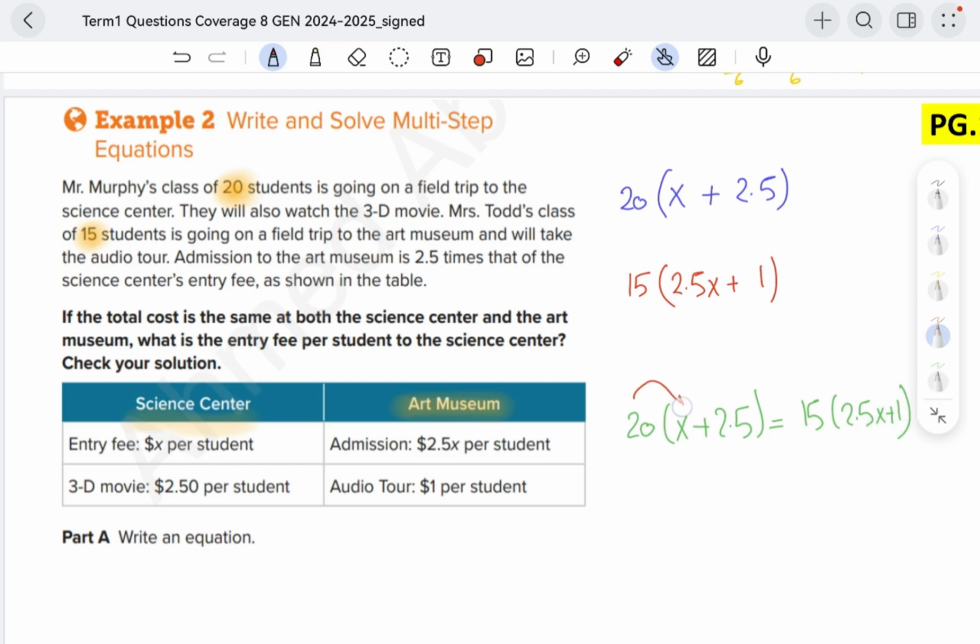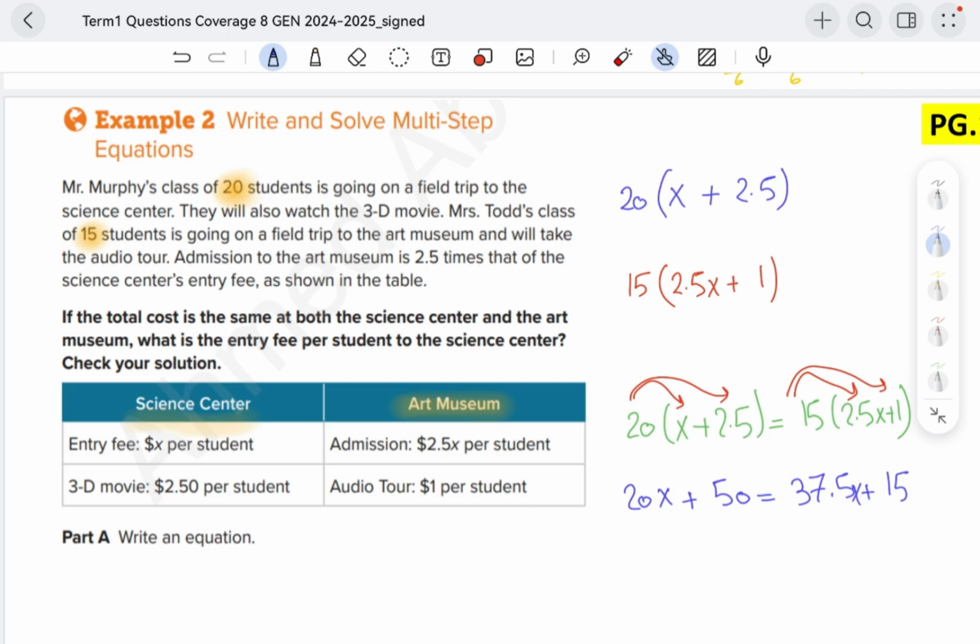Use the distributive property. Distribute, multiply 20x plus 20 times 2.5. Twice 20 is 40. 40 plus half of 20 is 10. So we're gonna have 50 equals 15 times 2.5. This is 15 plus 15 is 30. 30 plus half of 15, which is 7.5. So we're gonna have 37.5x plus 15. 15 times 1 is 15.